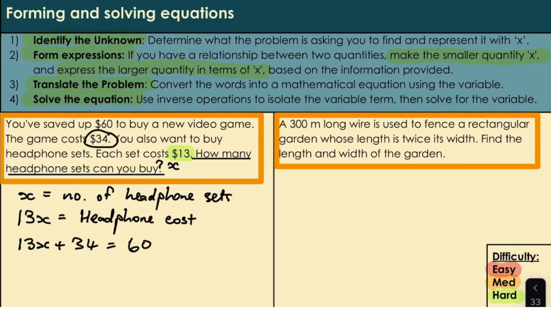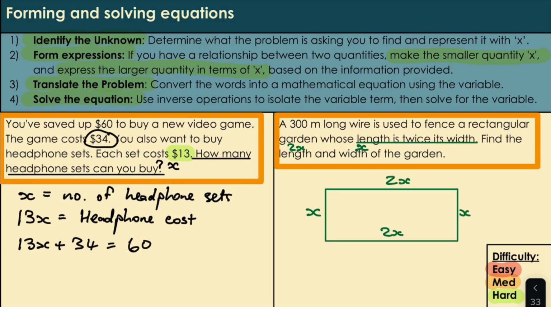Next question. A 300-meter long wire is used to fence a rectangular garden whose length is twice its width. Find the length and width of the garden. Let's draw a picture. Step 1. Identify the unknown. Well, we've got 2 unknowns. We've got a width, which we will make x because it is the smaller quantity, and they tell us the length is twice its width. Now, if the length is twice its width, we know that the length would be 2x. So we have x and we have 2x.